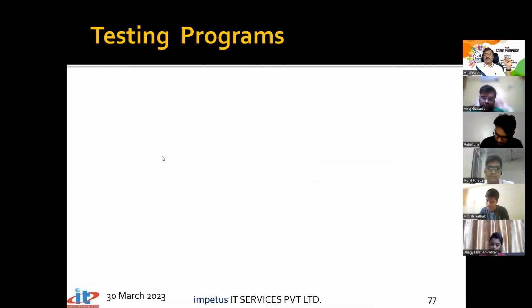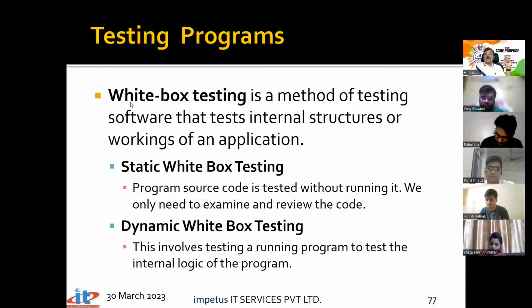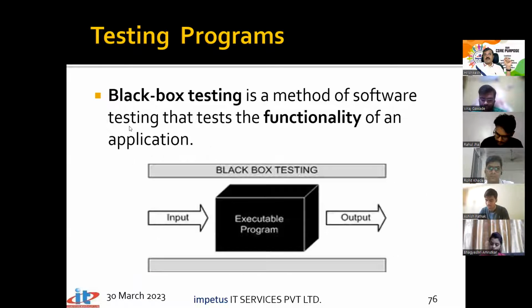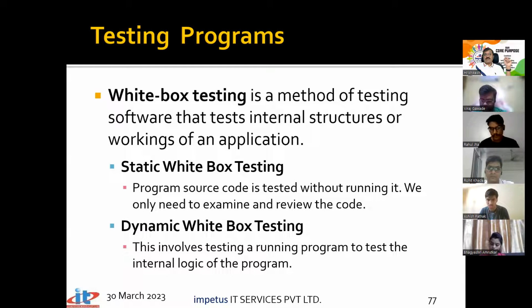That's black box testing. Then there is something called white box testing. One is black box, the other is white box. It's a method of testing software that tests the internal structure and working of an application. That means you will now go into that code and see how it is working. The program source code is tested without running it. We only need to examine and review the code. That means Rohit writes the code and Bhagyashree is reviewing that code. Bhagyashree is his team lead, so she goes to the code to see without running the code.